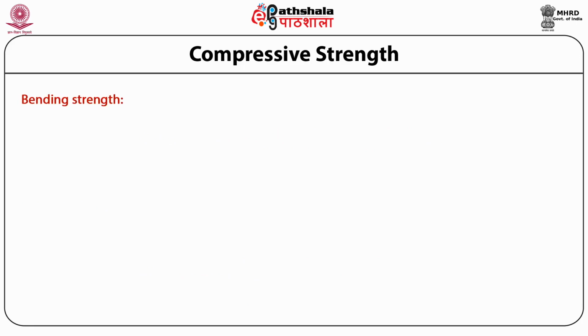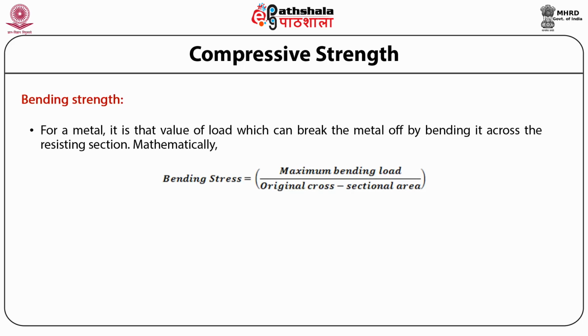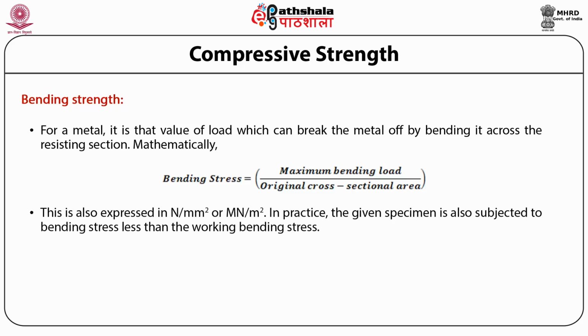Bending strength. For a metal, bending strength is the value of load which can break the metal off by bending it across the resisting section. Mathematically, bending stress equals maximum bending load divided by original cross-sectional area. This is also expressed in Newton per mm square or meganewtons per meter square. In practice, the given specimen is also subjected to bending stress less than the working bending stress.